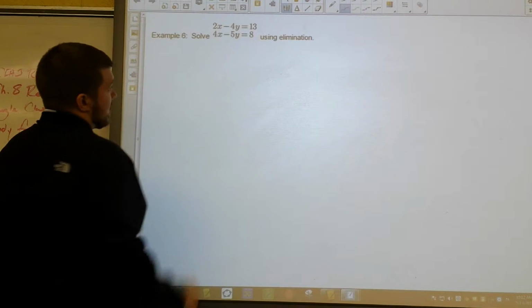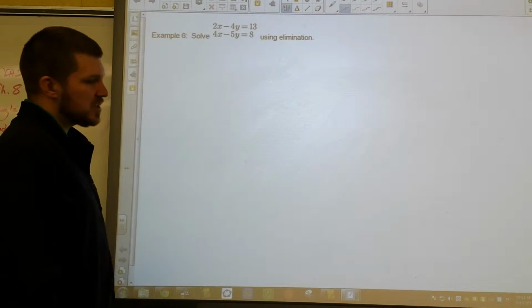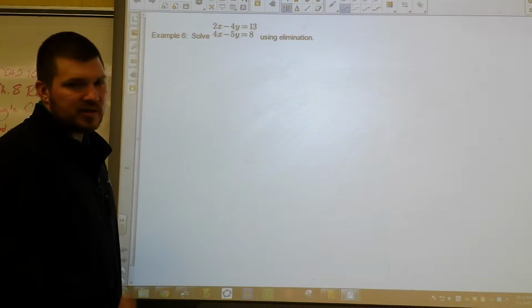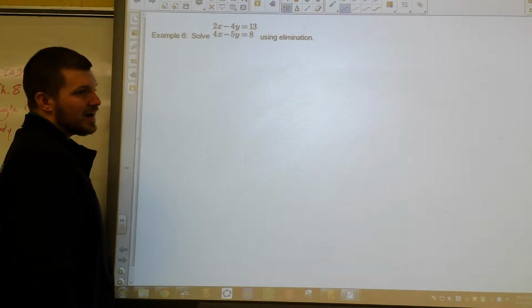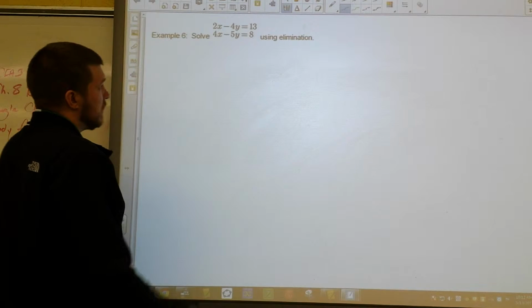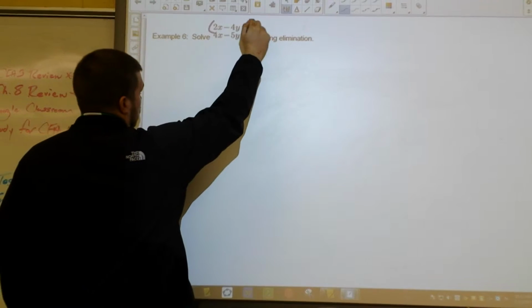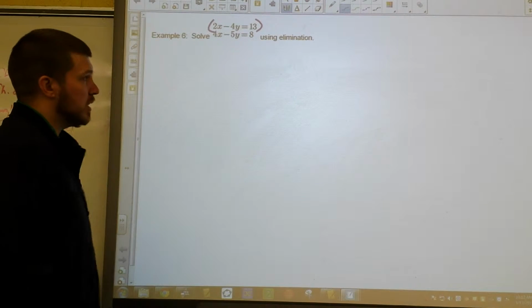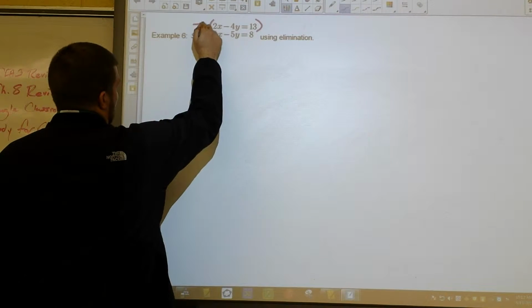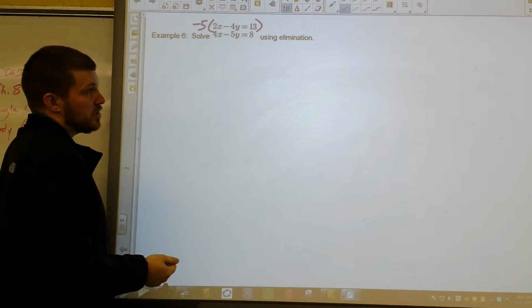So I want to say my top y is going to be positive, and I want to keep my bottom y negative. Again, that's preference. So to make my top y a positive 20y, I need to multiply the entire equation by negative 5. And it's very important that you multiply the entire equation. If you don't, it's not going to come out right. So multiply by negative 5 on top. And it's kind of like distributive property.